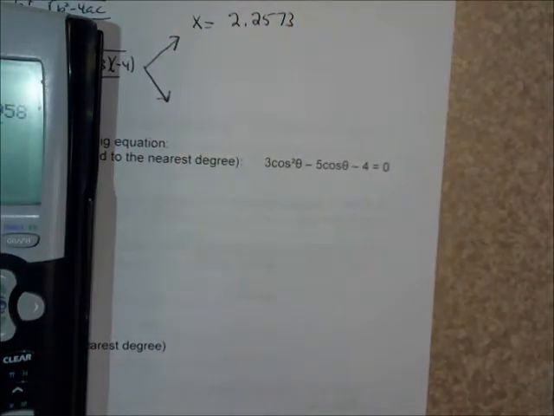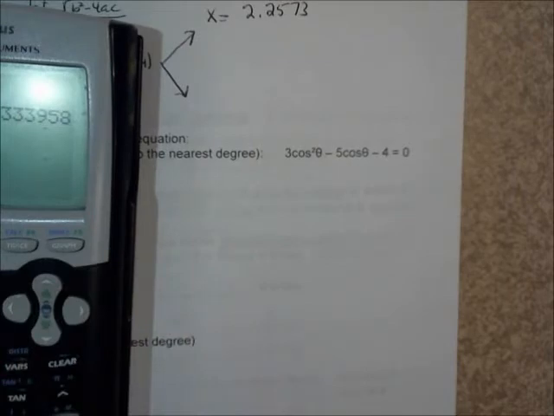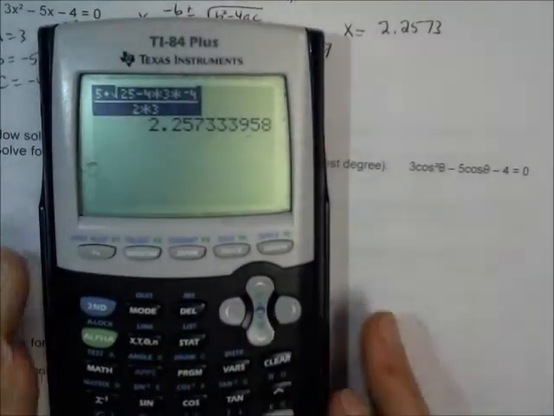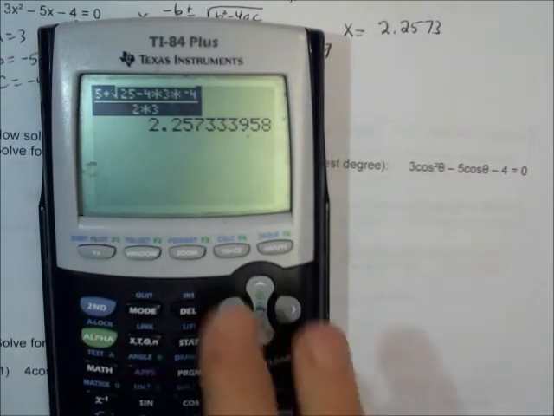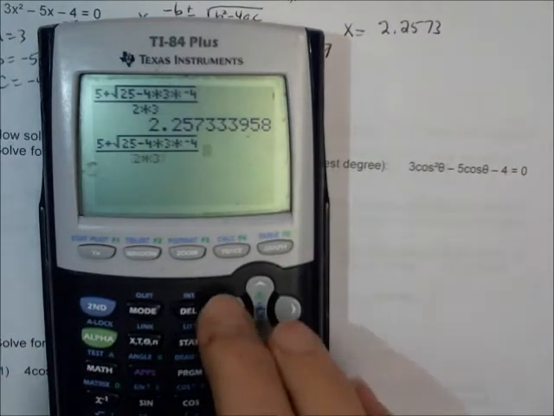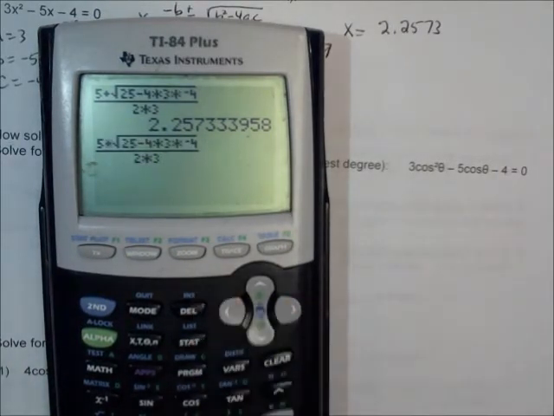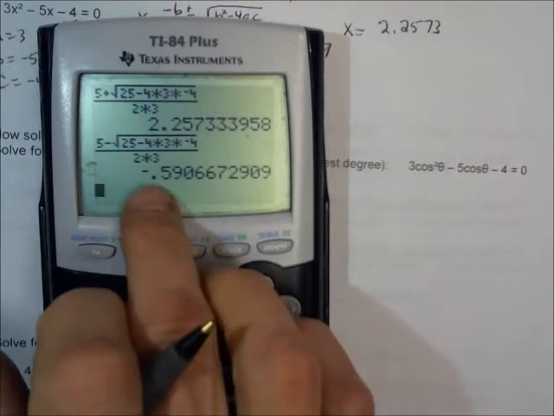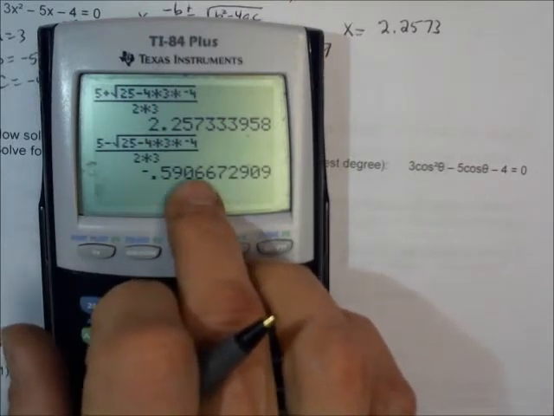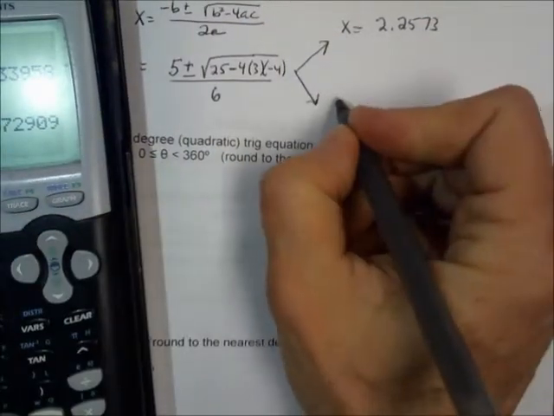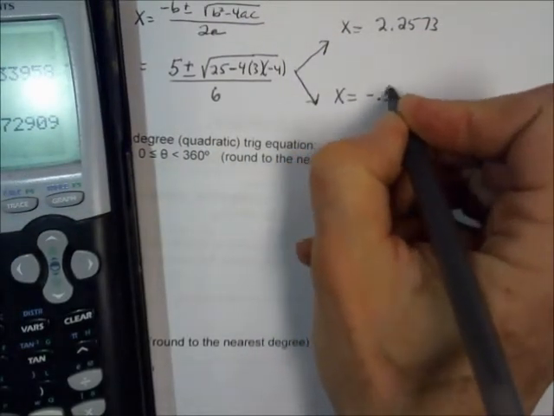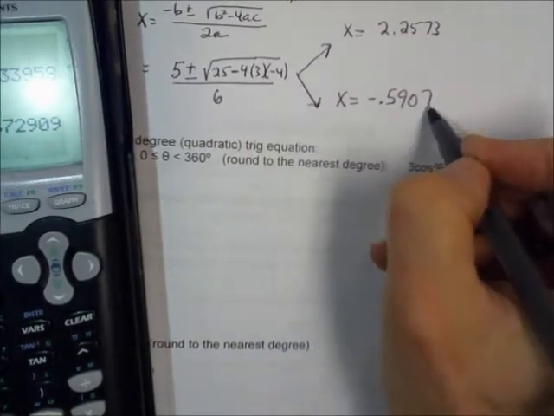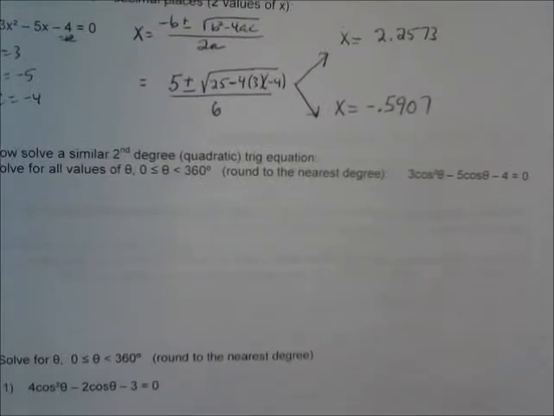So 2.2573 would be one answer. And then the other answer you can get by just going up to your previous step. Just hit your up arrow, highlight what you just put in, and hit enter. Now you can just backspace and change the plus to a minus, and then you don't have to key in all of that other stuff, and you get negative 0.5907. This 6 rounds it up to a 7. So this is our other x value, negative 0.5907. Remember, it's 4 decimal places that we need. So we would be done with that problem.